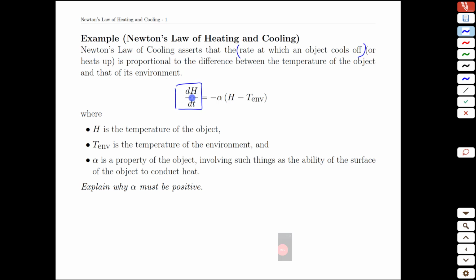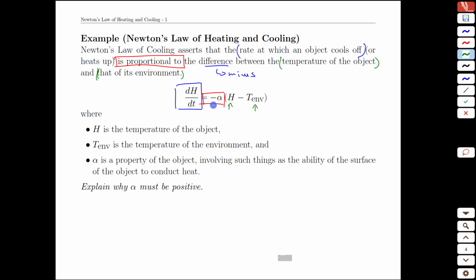in an equation by a derivative where H is the temperature of the object, is equal to a constant times the difference between the temperature of the object, and notice here we've got a difference, so that's a minus in mathematical form, between the temperature of the object itself and that of its environment. And T environment would be the temperature of the environment.